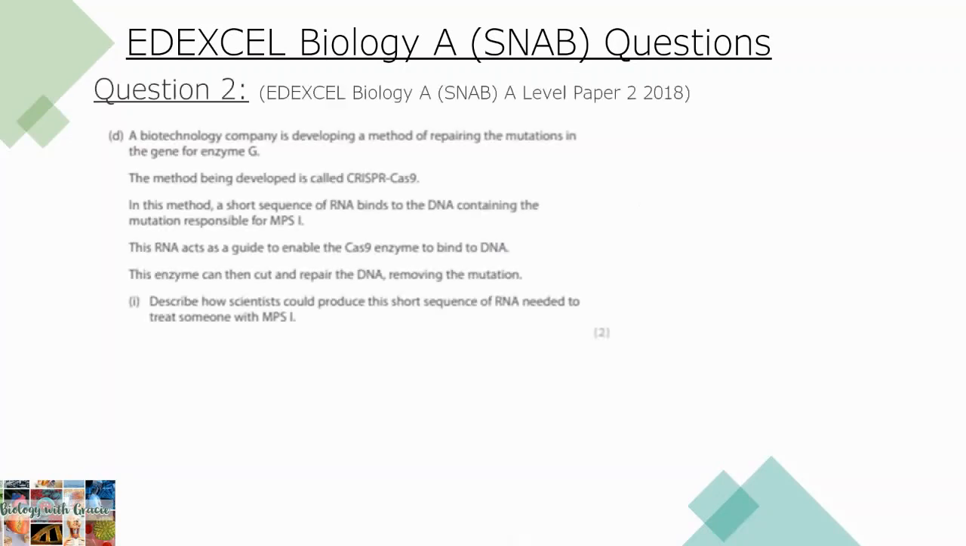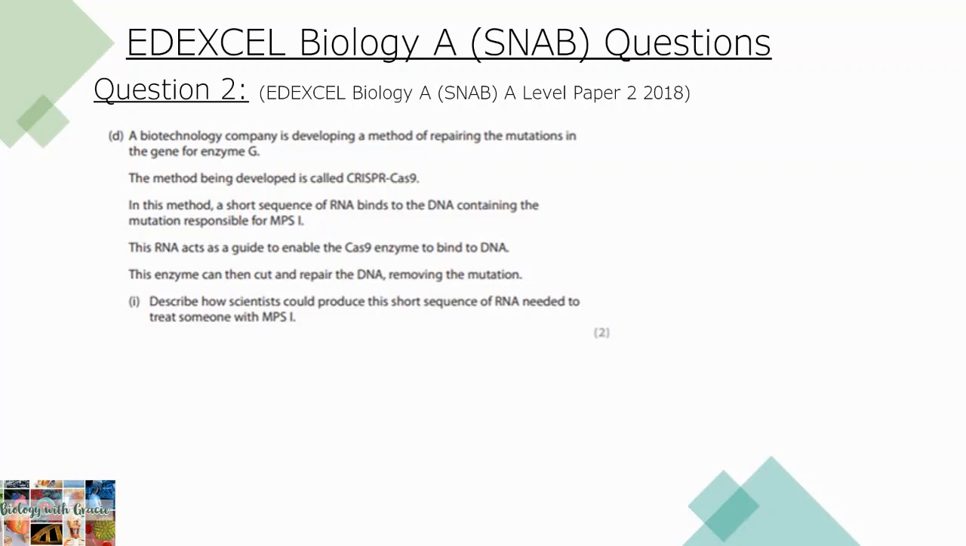So question 2, a biotechnology company is developing a method of repairing the mutations in the gene for enzyme G. The method being developed is called CRISPR-Cas9. In this method, a short sequence of RNA binds to the DNA containing the mutation responsible for MPS I. This RNA acts as a guide to enable the Cas9 enzyme to bind to DNA. This enzyme can then be cut and repair the DNA, removing the mutation. Describe how scientists could produce the short sequence of RNA needed to treat someone with MPS I.